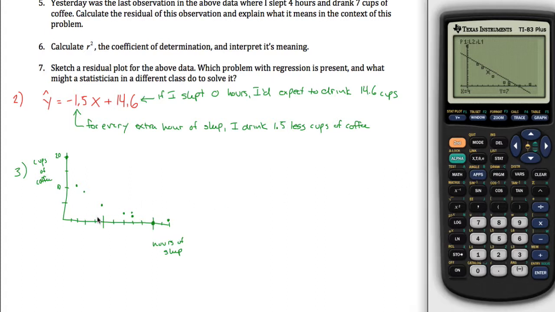4 and 7. I don't have that one yet. So somewhere in there. And that's my last observation. And then I can draw my least squared regression line. It's supposed to go at 14.6. Maybe I'll do that in a different color. 14.6, so near 15. And then down 1.5 every time it goes over 1.